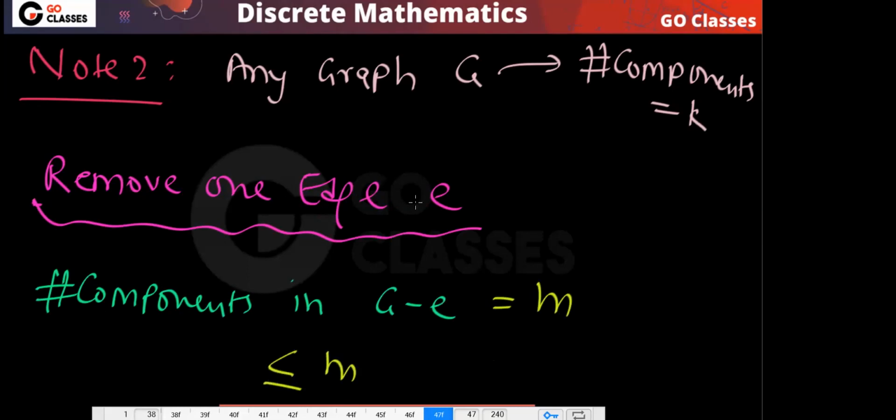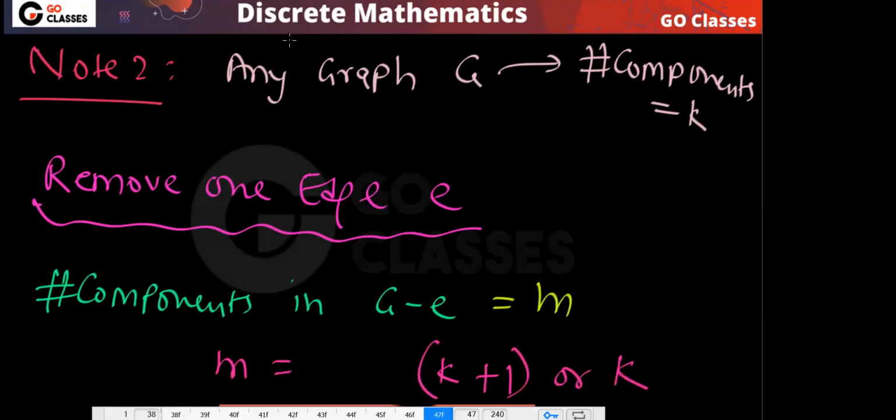If you remove one edge, then the number of components can only increase by 1, remember. The number of components will become either K plus 1 or K, meaning it remains as it is. Either K or K plus 1. Only this can happen.